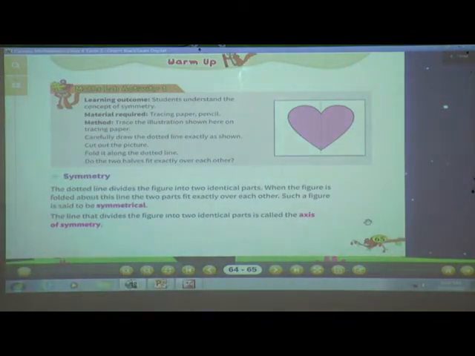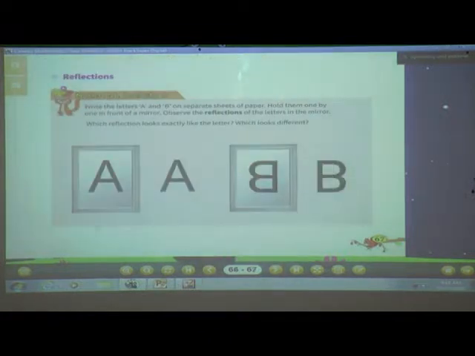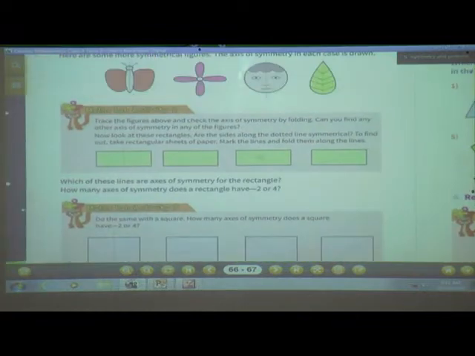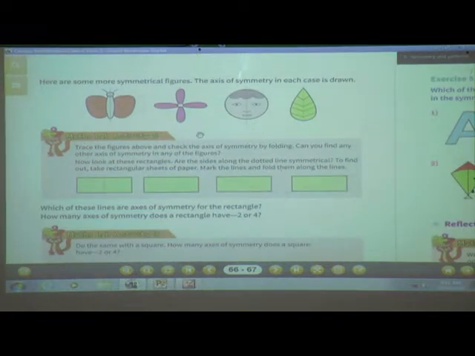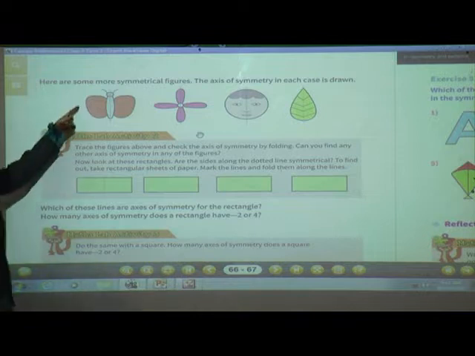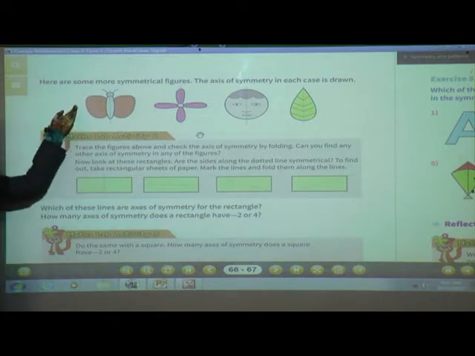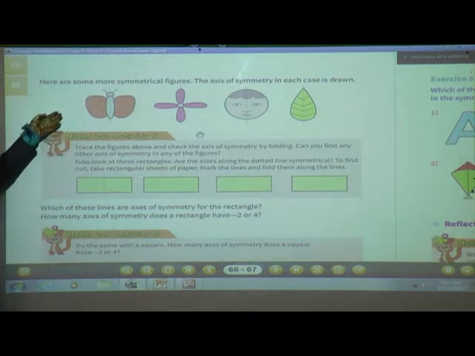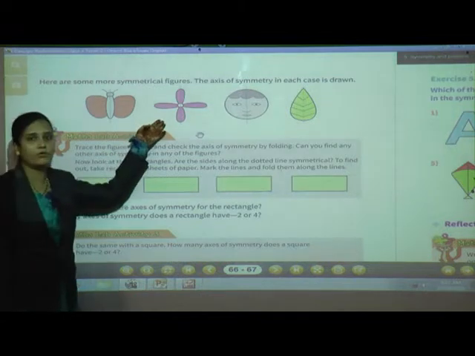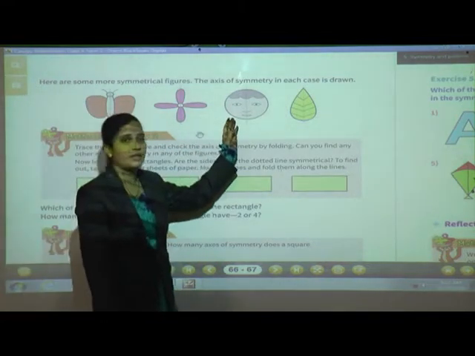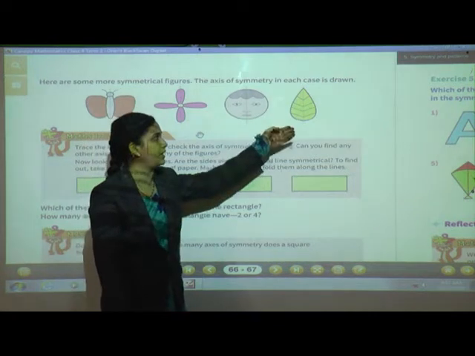Now see students, next page, page number 66. See here. Here are some more symmetrical figures. The axis of symmetry in each case is drawn. See, what is this, students? Yes, this is a butterfly and this is a flower. Here is a human face and a leaf.